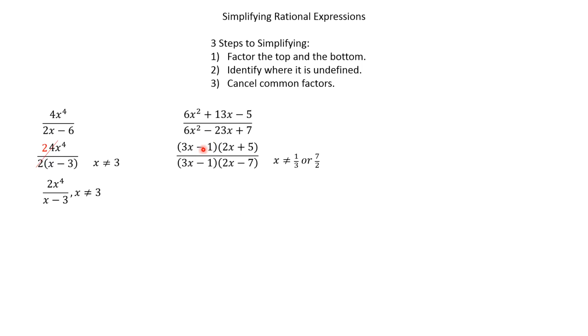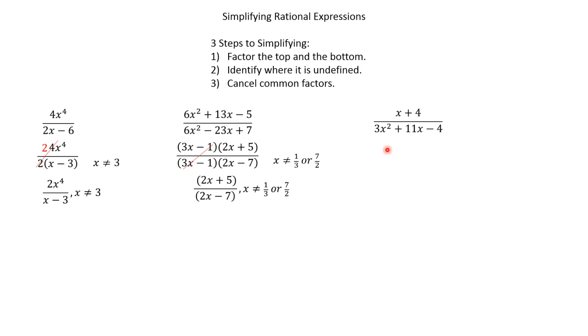Now we get to cancel out what they have in common. See how much fun that is? Wait till we get to cancel more. It's very exciting. Anyway, we're left with just this, (2x + 5) over (2x - 7). And we know that x can't equal 1/3 or 7/2. All right, how about another one?